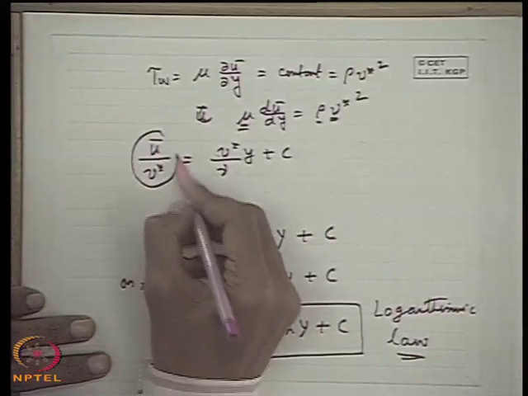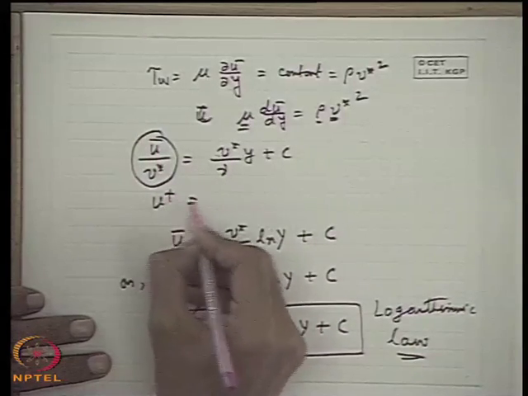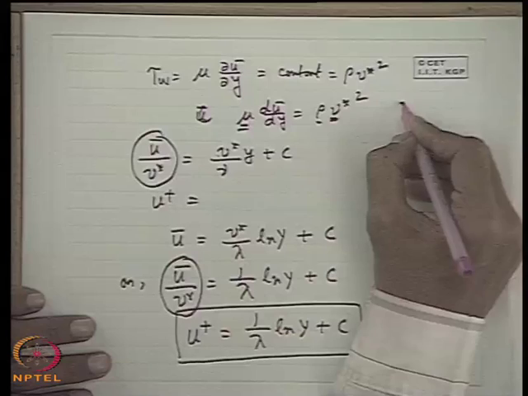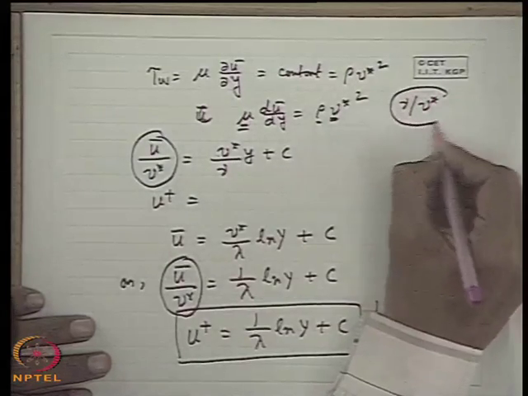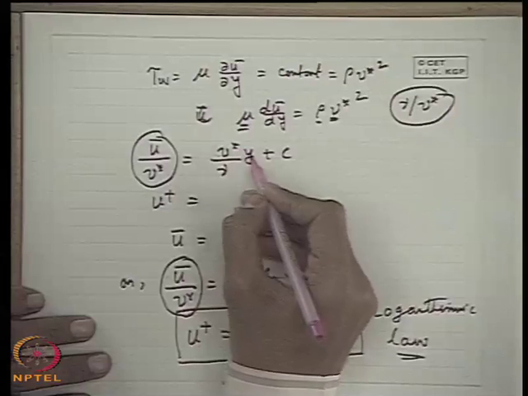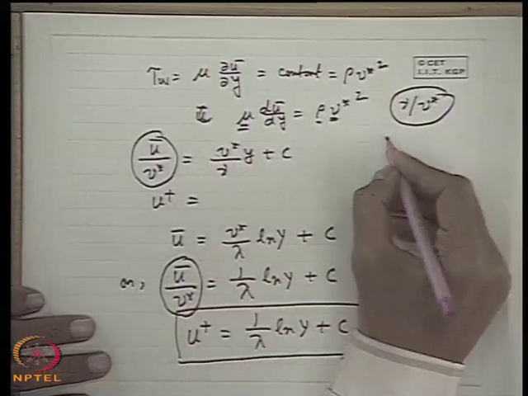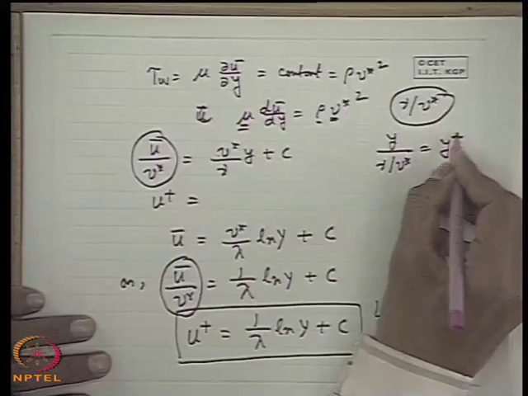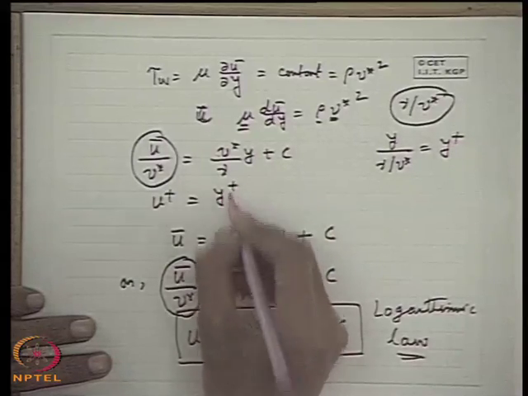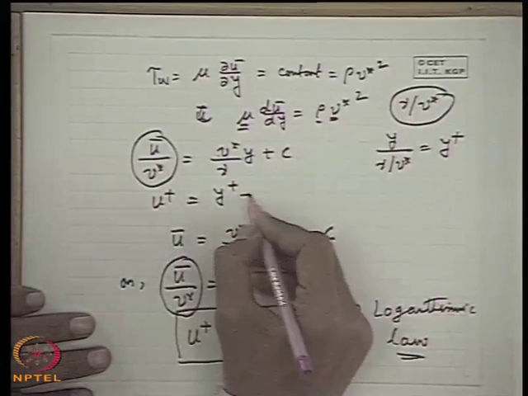Now this is a non-dimensional velocity, u plus. And this is a non-dimensional y coordinate, because nu by v star is a length dimension. Therefore v star y by nu is non-dimensional. These typical non-dimensional quantities are defined in turbulent flow, y plus.